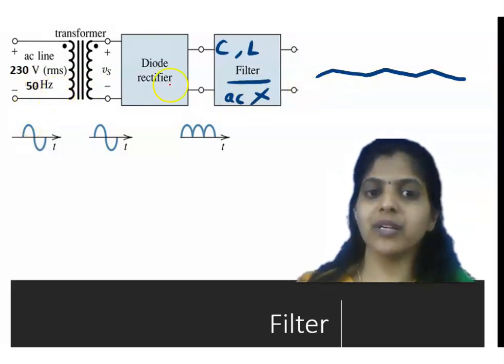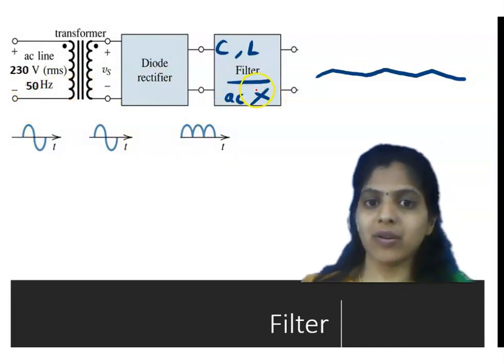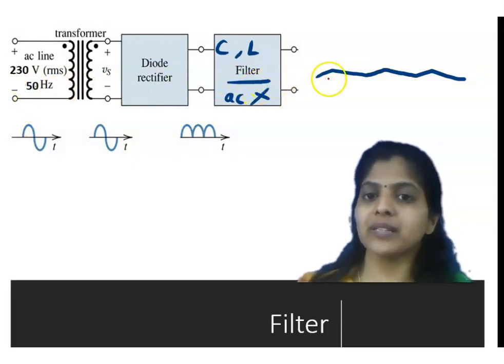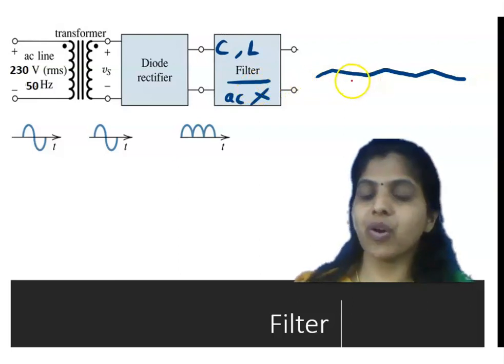The combination of transformer, rectifier and filter is called an unregulated DC power supply. Now in order to make this waveform more constant, exactly constant, we have to use the next block, that is voltage regulator.